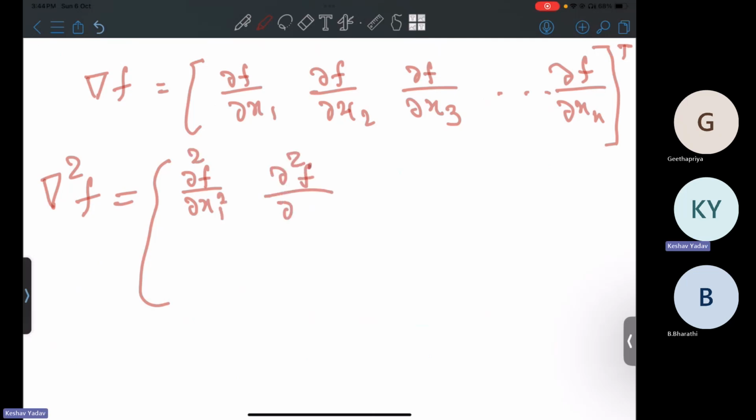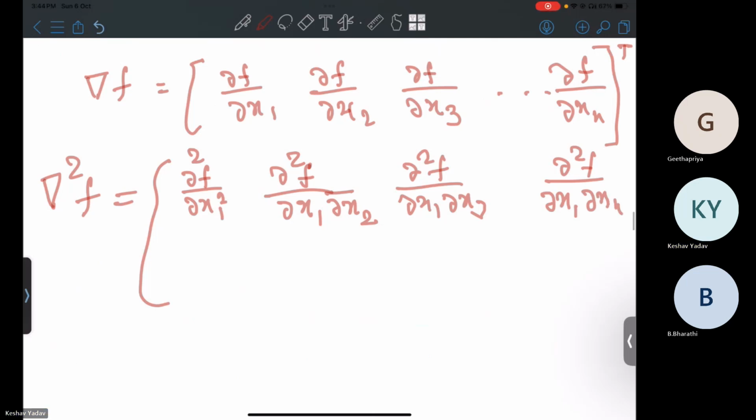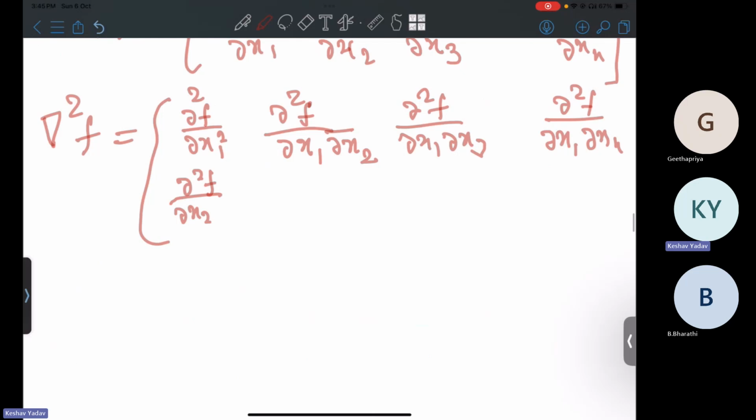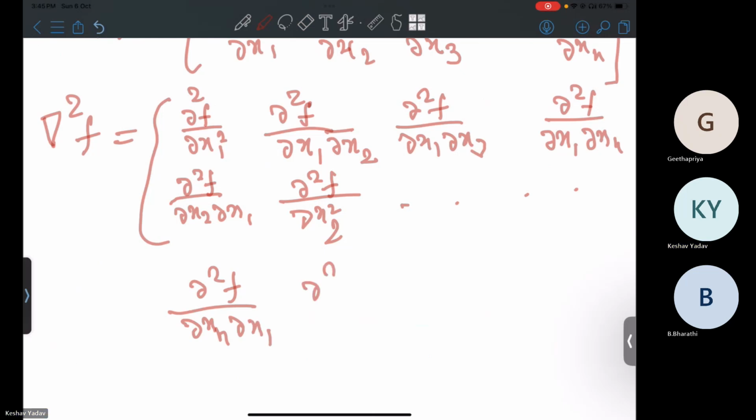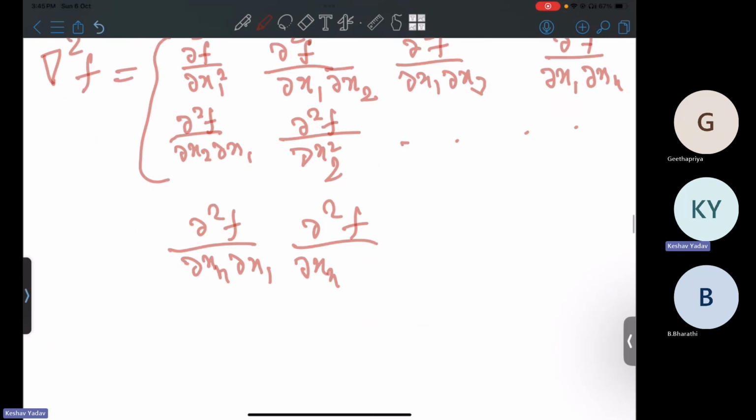The first row means first I take the derivative with respect to x1, then for the second row, second column, the derivative with respect to x2. First row, third column, del x1 del x3. First row del x1, nth row del xn. Similarly, the second row: first column del x2 del x1, and second row, second column is del 2 f upon del x2 square. Similarly, the nth row, first column is del 2 f upon del xn del x1, and the nth row, second column is del xn del x2, up to the nth row, nth column.